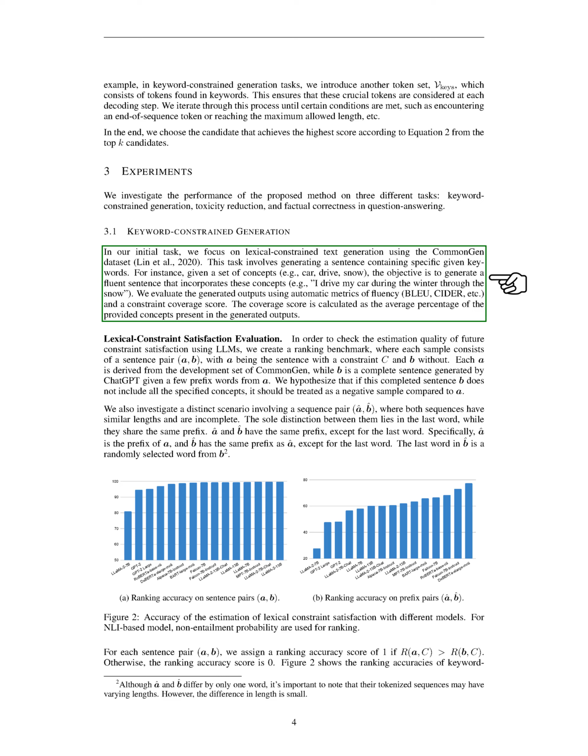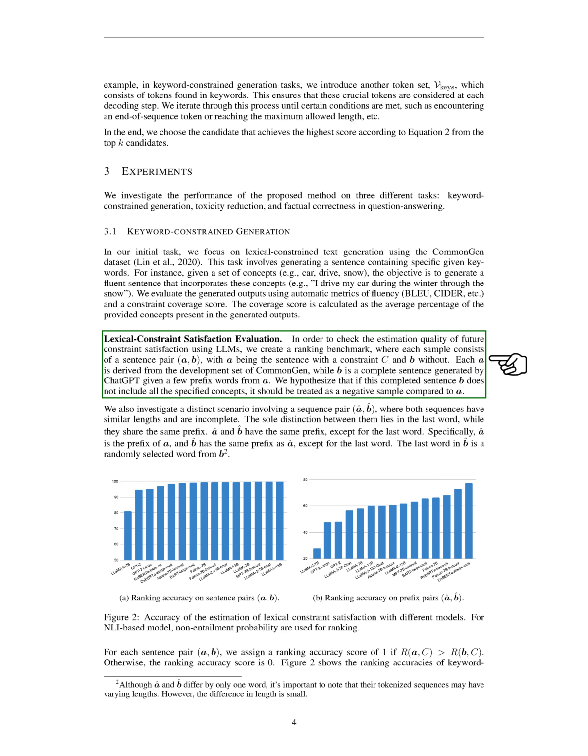Section: Lexical Constraint Satisfaction Evaluation. We're going to discuss how we evaluated the ability of large language models, LLMs, to predict future constraint satisfaction. To do this, we set up a ranking benchmark. In this benchmark, each sample is made up of a pair of sentences. The first sentence, which we'll call A, has a constraint, while the second sentence, B, does not.